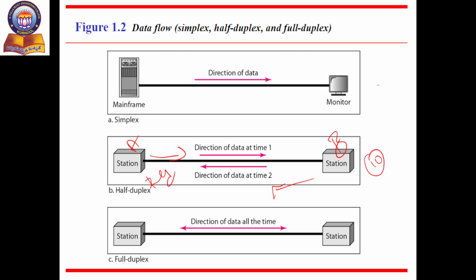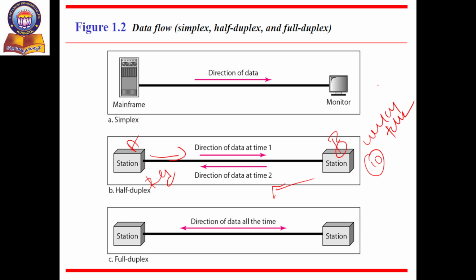But we do not do both at the same time. One system is sending and one system is receiving. This half duplex is bidirectional, but it does not happen at the same time. We are using only one direction at a time. The best example for this is walkie-talkies. Have you heard the word walkie-talkies? We use walkie-talkies in half duplex mode only.